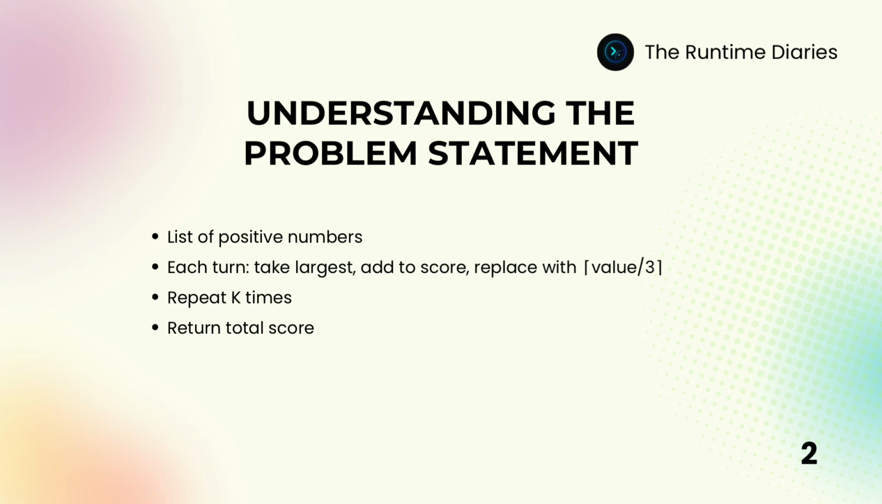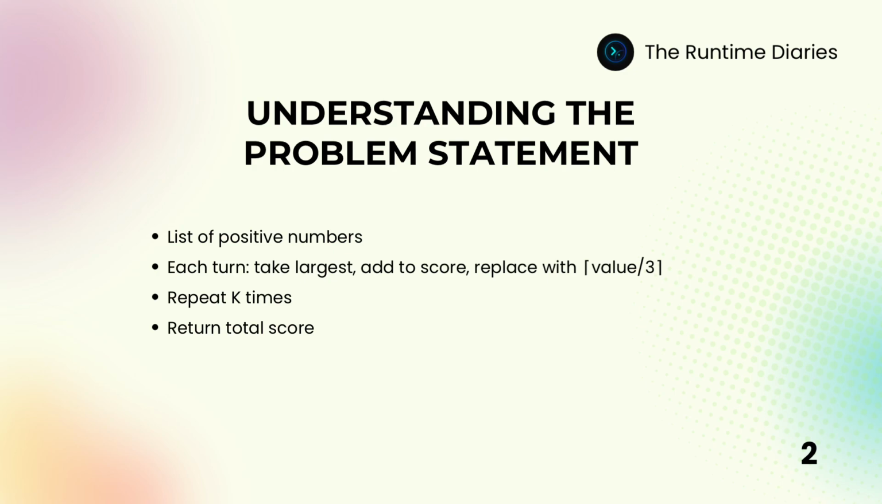Here's the game. We're given a list of positive numbers. Every turn, you follow a specific sequence of operations. First, pick the largest number in the list. Second, add that number to your score. Third, replace that number with the ceiling of the value divided by 3. Then repeat. You do this exactly k times, and at the end, you return your total score.